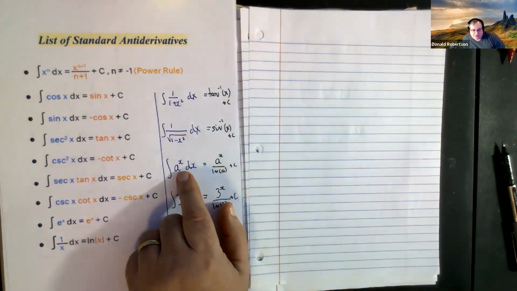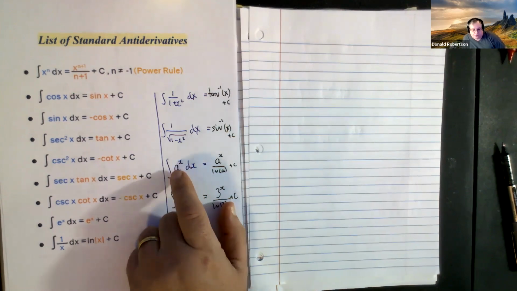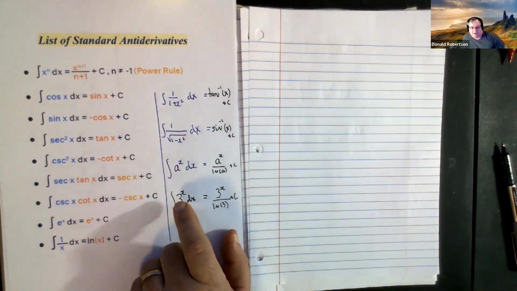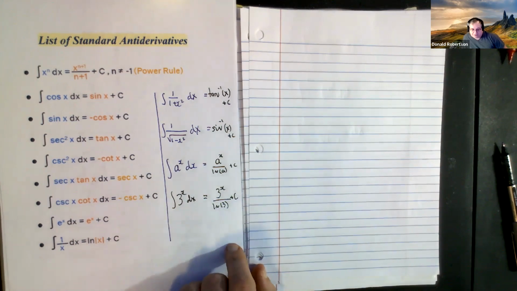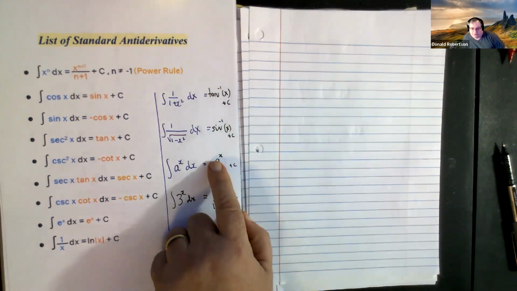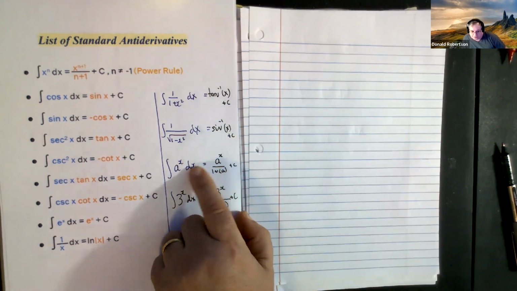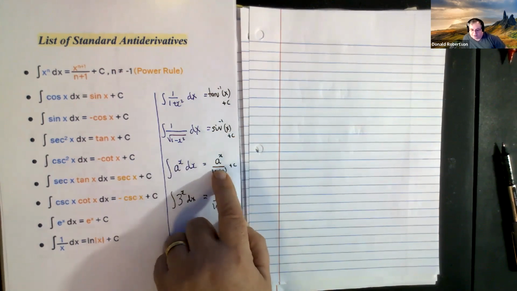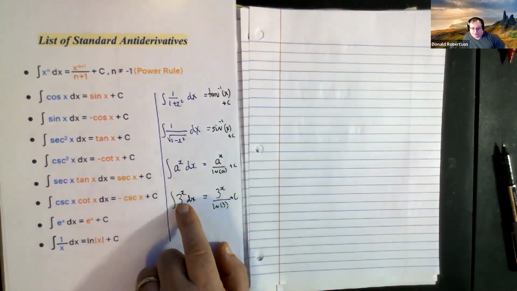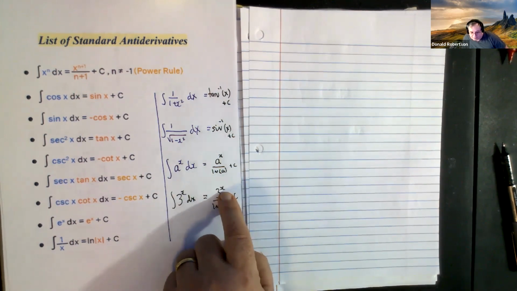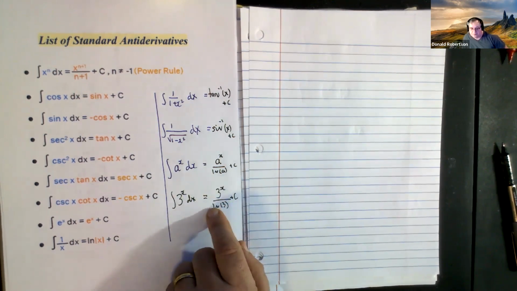Now, the last one is not the same thing as x to the power of 2 or the power rule. This is a to the power of x. So this will be things like 3 to the power of x, 5 to the power of x. And the antiderivative is a to the power of x, the original thing, divided by the natural log of a. So for instance, the antiderivative of 3 to the power of x is 3 to the power of x, all divided by the natural log of 3.